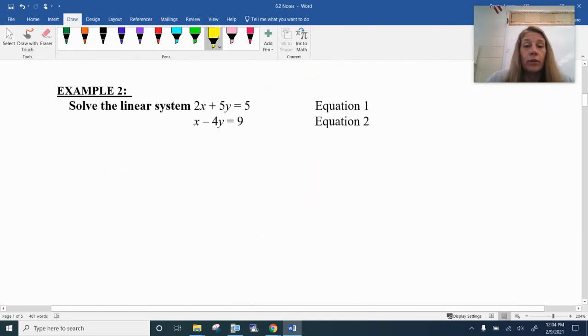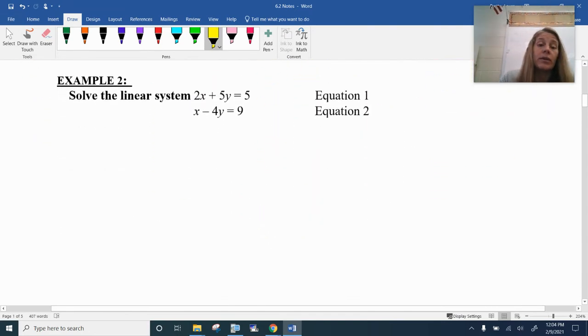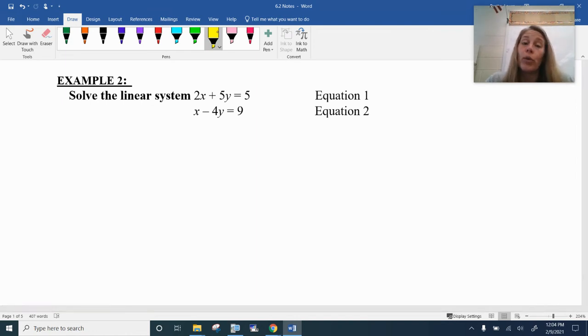All right, so let's do another example. Okay, so now this time in the first equation, we have an x and a y, but they both have coefficients other than 1. So we have a 2 as our coefficient on the x and a 5 as our coefficient on the y. So if we were going to get either of those by themselves, we would have to divide the entire equation by either 2 or 5, which could potentially give us a fraction.